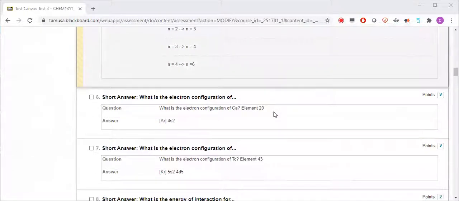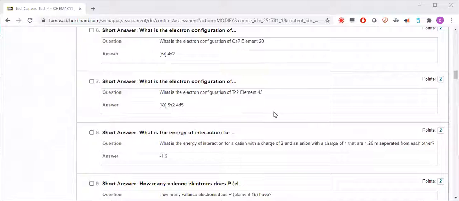What is the electron configuration of calcium? This one you need the periodic table for. So not much to explain there. Same thing for Tc.